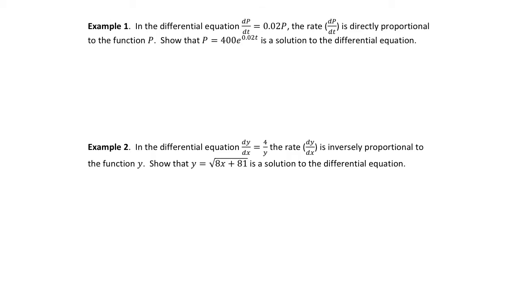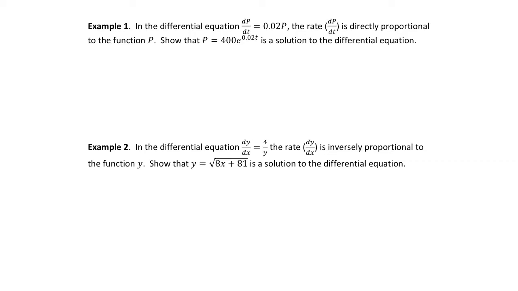In our first example, we're going to look at the differential equation dP/dt equals 0.02P. This is a special type of differential equation known as exponential growth. The reason it's exponential growth is because we have a function P, and the rate at which P is changing is proportional to P, which means it's a constant multiple of P. That's typical of an exponential growth type of equation.